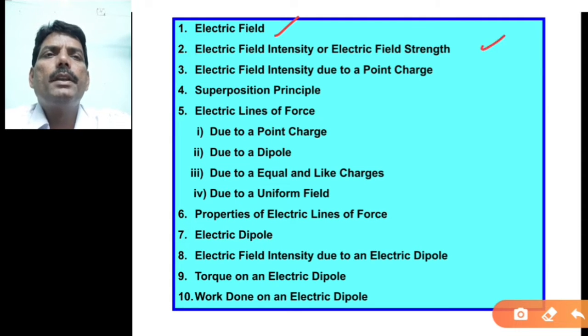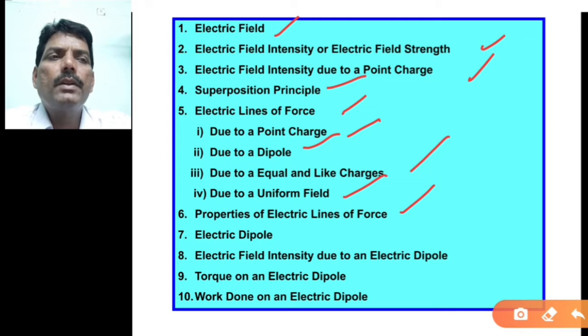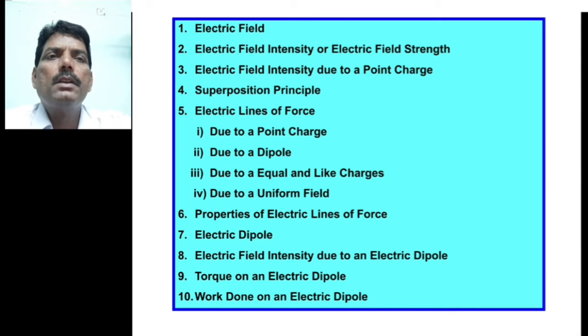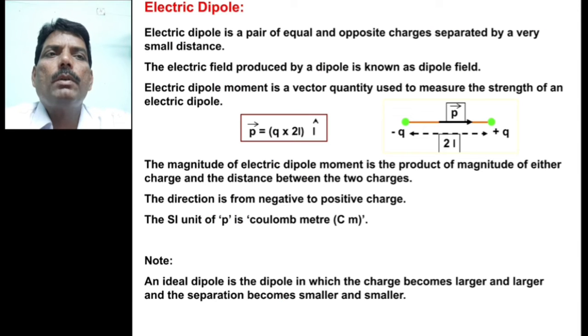electric field intensity or electric field strength, electric field intensity due to a point charge, superposition principle, electric line of force due to a point charge, due to a dipole, due to equal and like charges, due to a uniform field, and properties of electric line of force. All these things we have discussed in the previous session. Now in this session we will discuss the electric dipole.